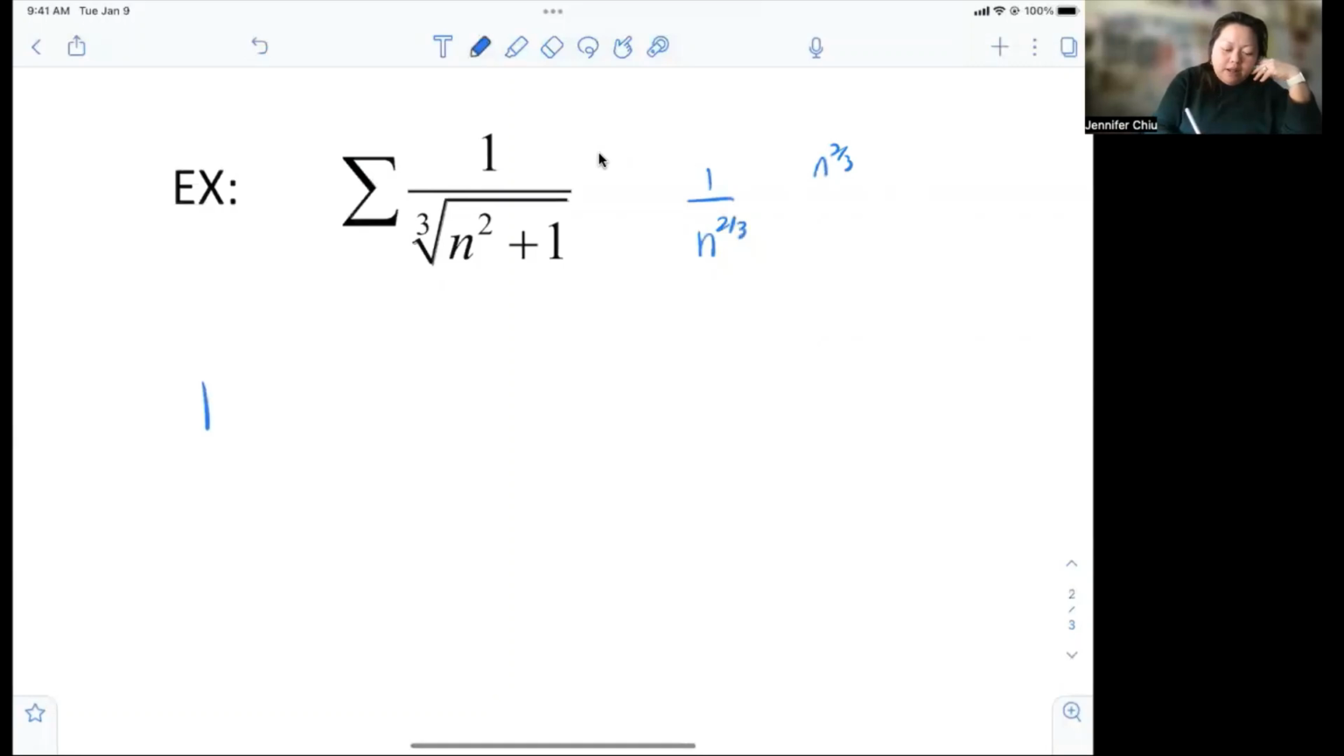So I'm going to take the limit as n approaches infinity of my original function, cube root of n squared plus 1, okay?